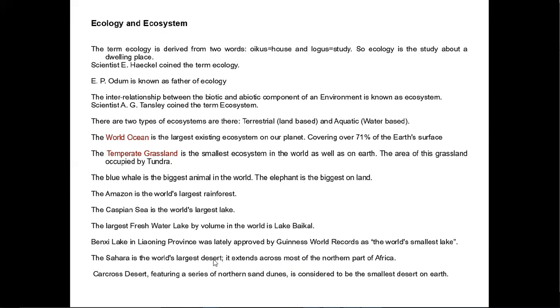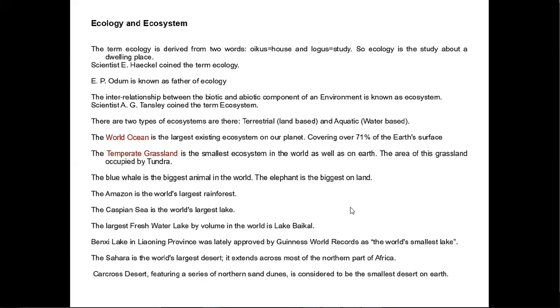And which one is the smallest desert? The Carcross Desert. Carcross Desert is the smallest desert. Carcross Desert, which features a series of northern sand dunes, is considered to be the smallest desert on the earth. Okay, here are some important questions from your examination point of view.